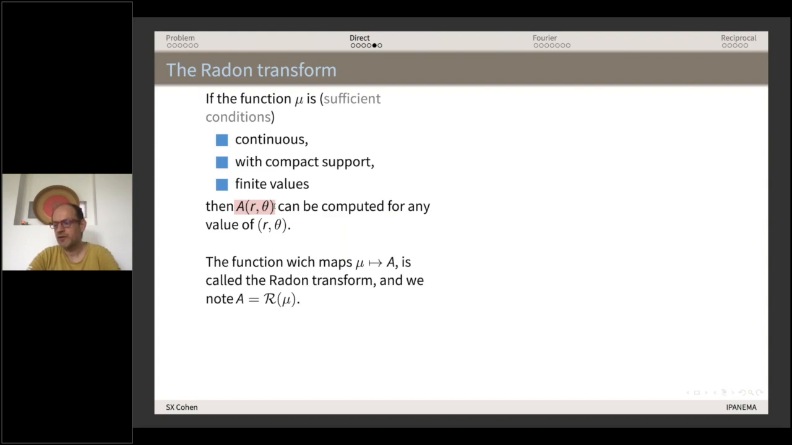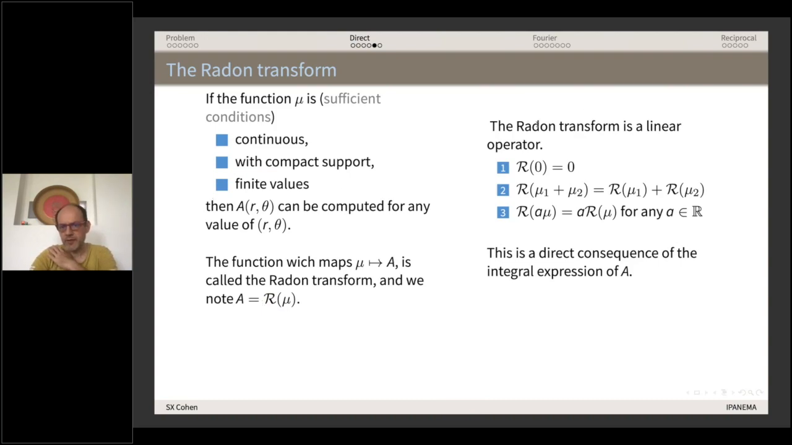Okay, an attenuation of 0 means the incident energy is fully found out after the object. Okay, so the function which maps the mu, the attenuation coefficient, to the absorbance is a function which is known in mathematics from the very early 20th century, which is called the Radon Transform. Okay, so it's called after a mathematician called Radon, and we will note it R, capital R, in a rounded way, just to make sure that we understand that this is a function which takes a function. It's an operator. It's a function which takes a function and returns a function.